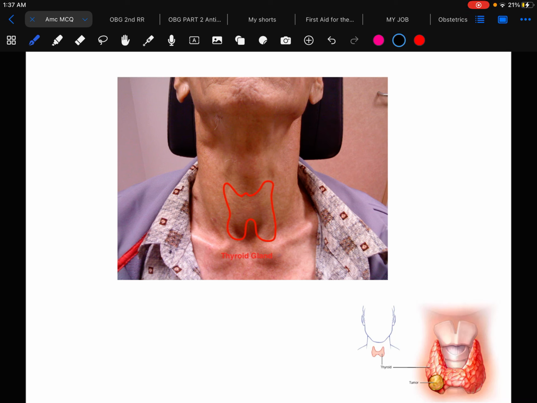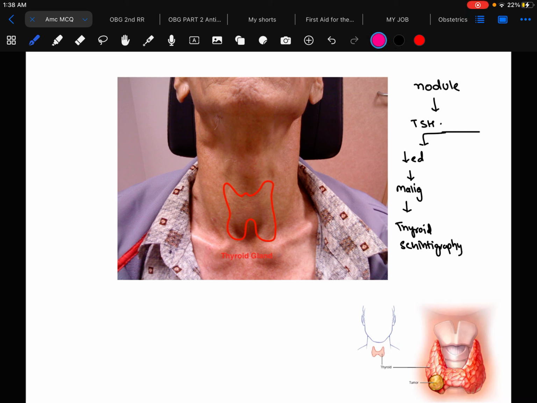If any patient has a thyroid nodule, the first test you will do is none other than TSH. You will check the TSH levels, and if the TSH levels are decreased, that means it is more concerning for malignancy. Therefore we need to follow up this patient with thyroid scintigraphy. That's the first thing you need to remember.